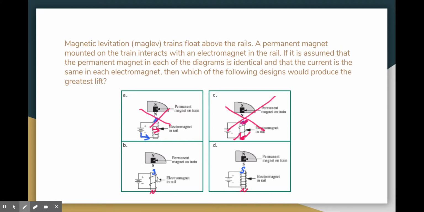So then the question becomes, if they both have a chance at levitating, the next keyword here is which one gives the greatest lift. Now, this isn't something we've officially talked about, but it is something that I think makes common sense. The difference between B and D now is this one has just a few coils, whereas D has a whole bunch of coils.